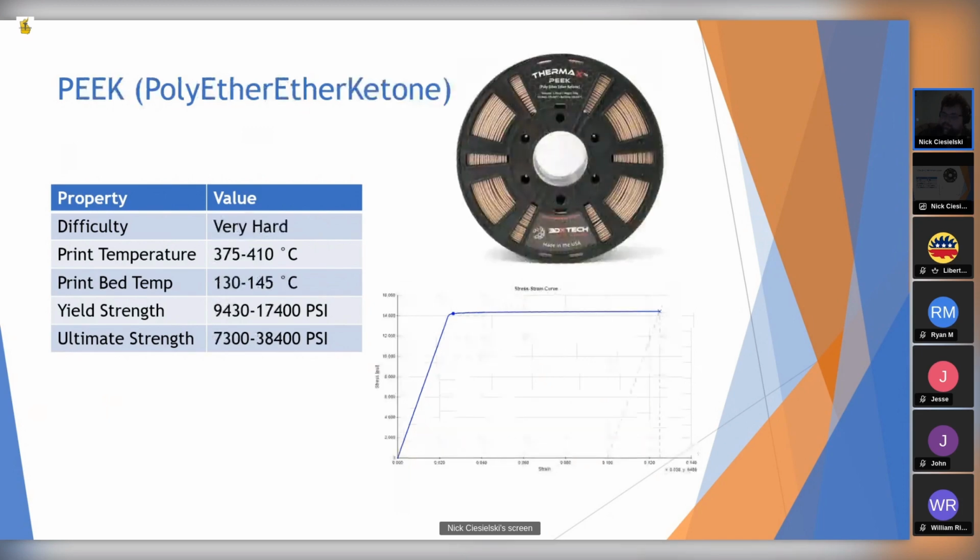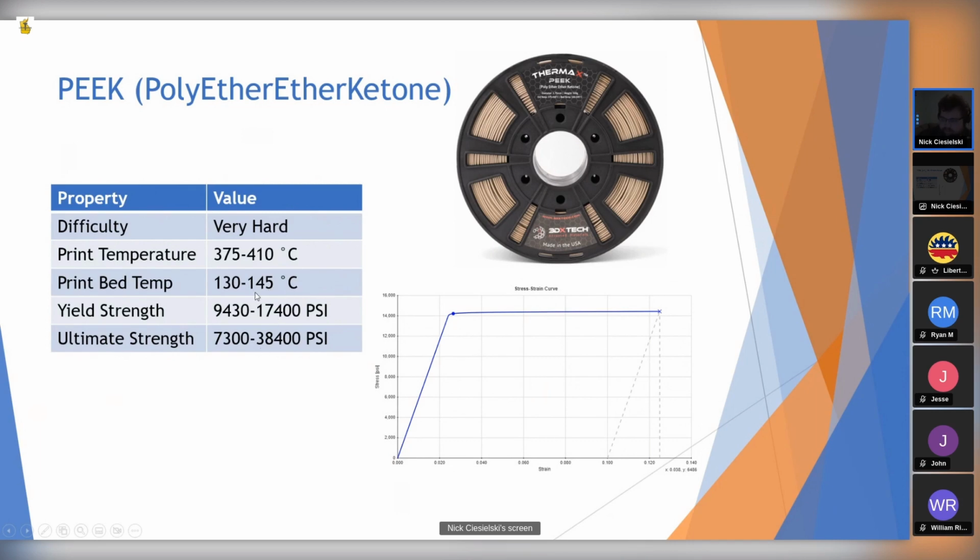And then PEEK, which is out there, this is more of an aerospace grade filament, and you're probably going to have a difficult time hitting 375 to 410 degrees Celsius on your printer and maintaining 130 to 145 C on the print bed. I mean, those are some high temperatures.